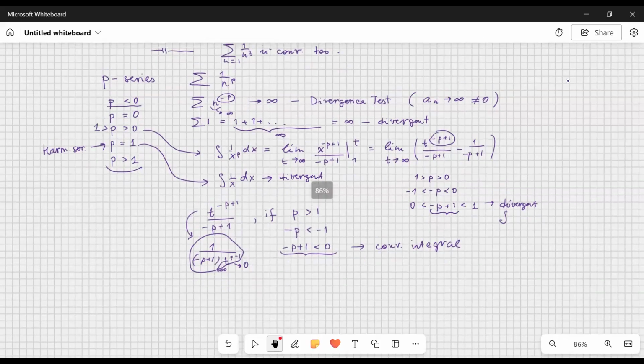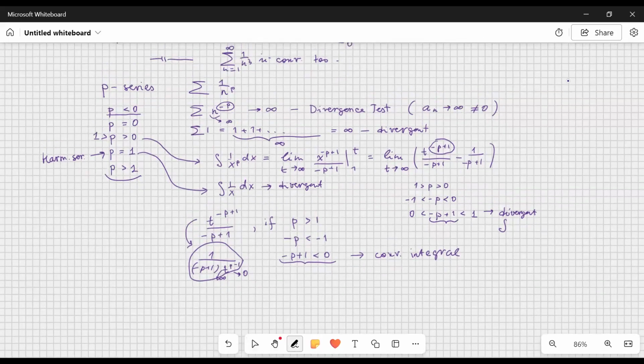When we have a p series, when p is less than 0, equals 0, or from 0 to 1, or even equals 1, all these cases are divergent. Some by other tests: this is the divergence test, this is divergent because of a bunch of ones, this is divergent because the integral is divergent. This is still a divergent integral, it's just not the power function integral, but it's still divergent.